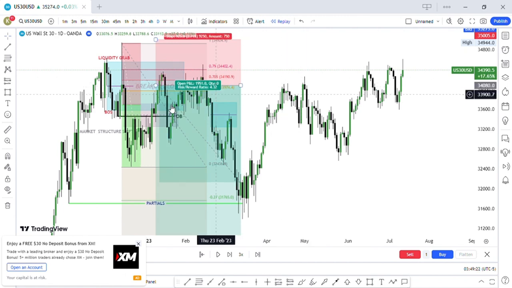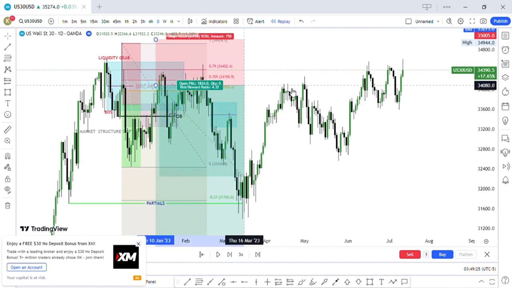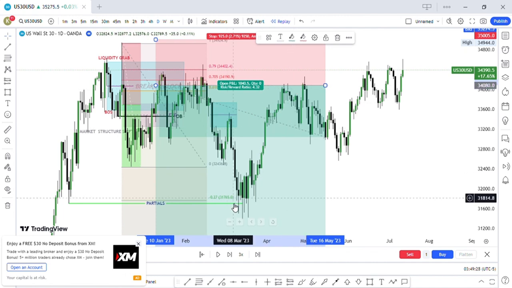I think our trade would have been complete here. Yeah, because whenever you take partials, you move your stop loss just below your entry point. So your entry point will be somewhere here. So this market will have stopped you out.